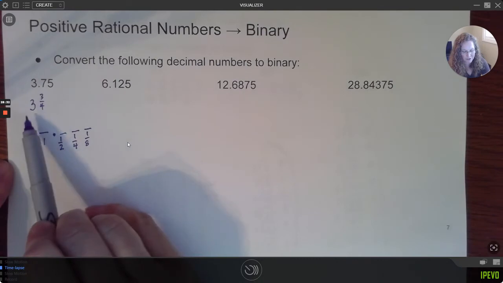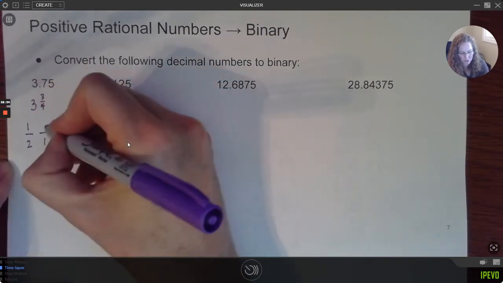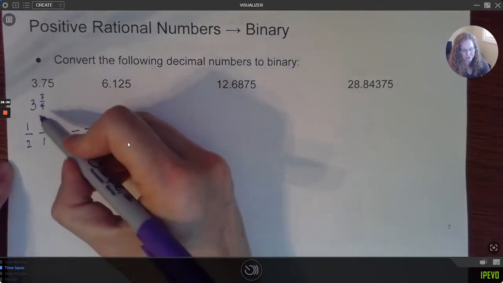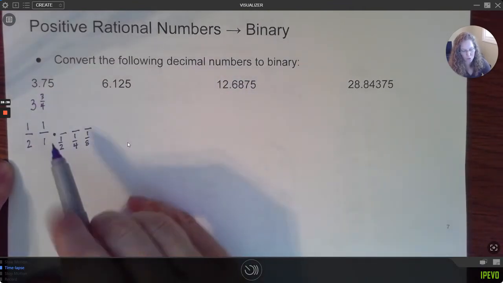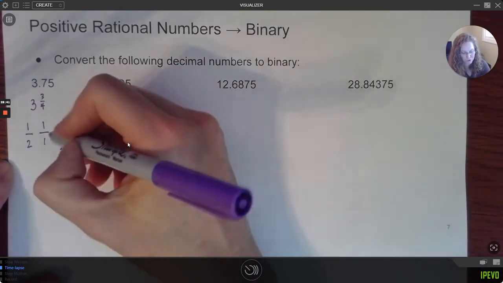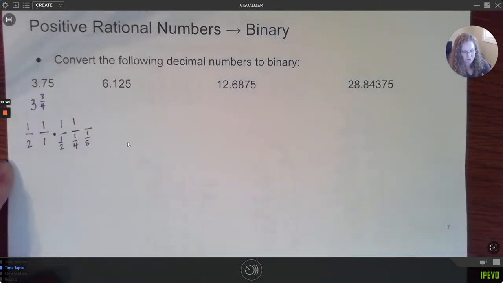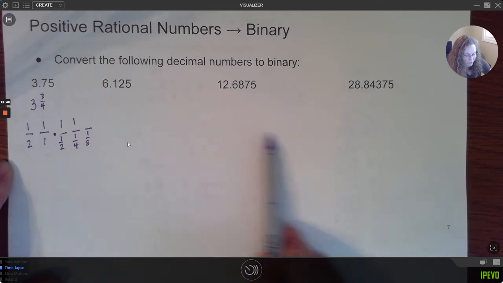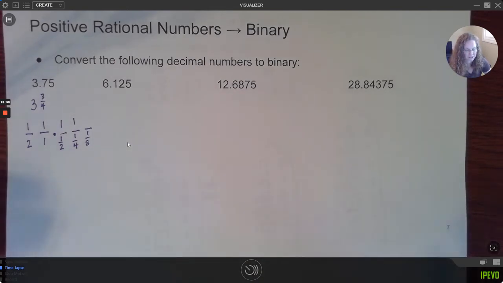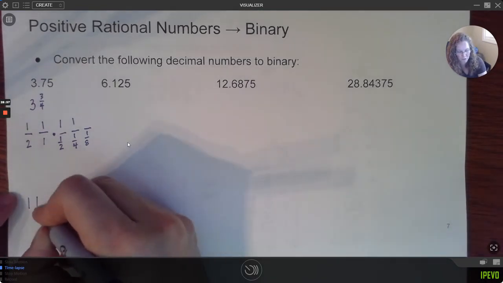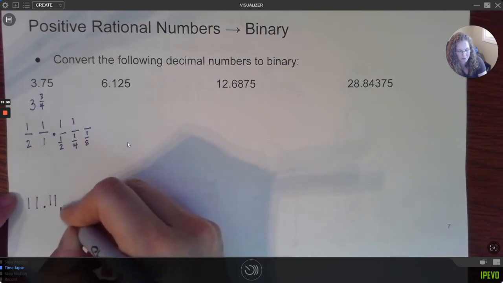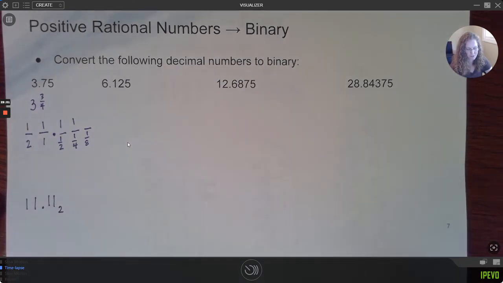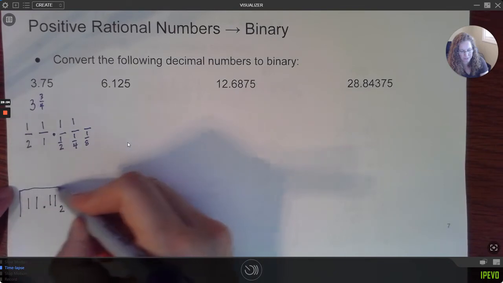So to make the whole number 3, I would need a 2 and a 1. And to make the fraction 3/4, well, 1/2 plus 1/4 is 3/4. So I need those ones. And then that's it. I don't need anything out here. So again, I could put trailing zeros if I wanted to, but that's just like in decimal numbers. I usually cut off the trailing zeros. In binary, I'll do that as well. So this would just be 1.11 base 2. So that's what that would be in binary.